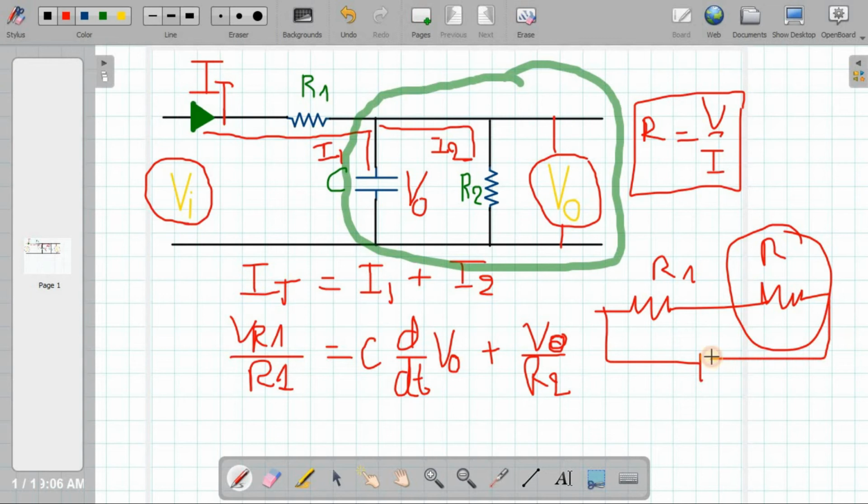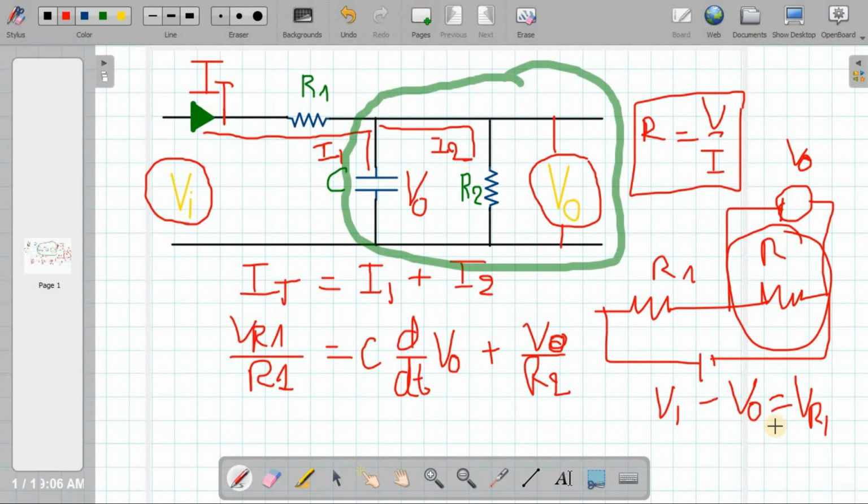Let's say this is my voltage total, and I know the voltage across this part. This voltage is equal to V out. So automatically I can say V in, the voltage total, minus the voltage across this side, which is the capacitor and the resistor, is equal to the voltage across R1, VR1.